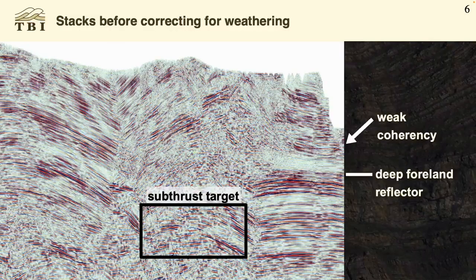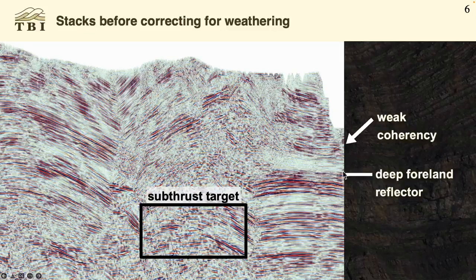Now, here is a stacked image. This is an unmigrated section. We've got the subthrust target over here, and we haven't corrected for weathering effects yet. And we've got this mountainous area, obviously lots going on here, and out into the foreland side. And we've got this deep foreland reflector over here on the right.